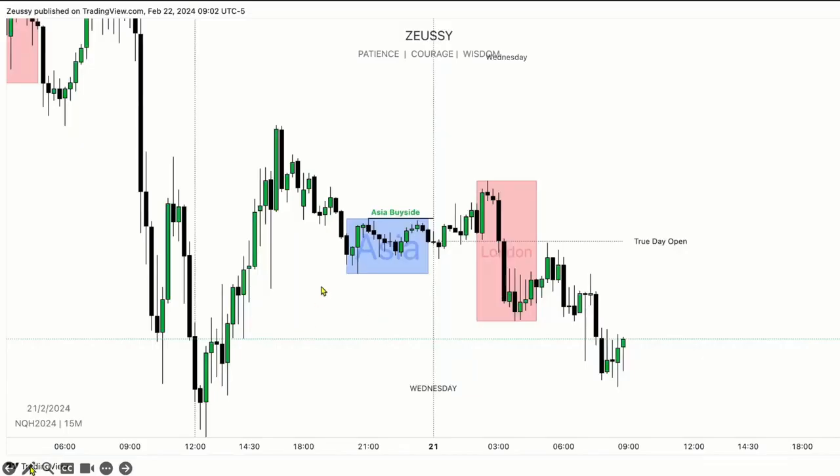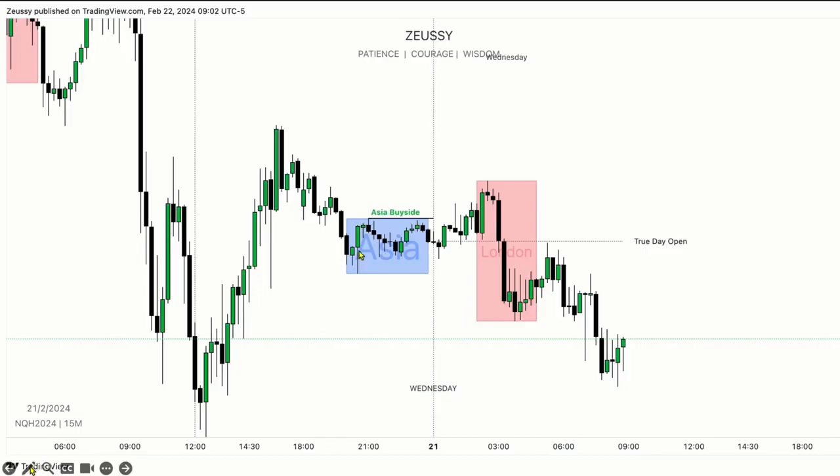Let's take a look at the third example. The third example is the following. As you can see, the Asia buy side liquidity is plotted again right here above this high. Notice relatively equal highs during the Asia session got left intact.